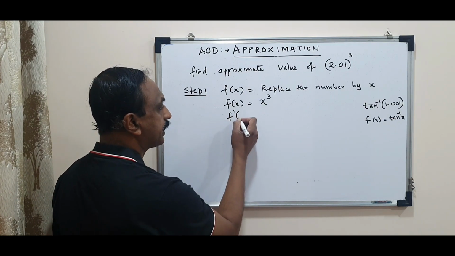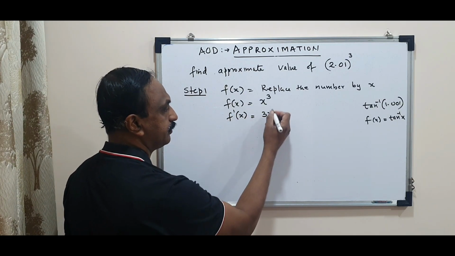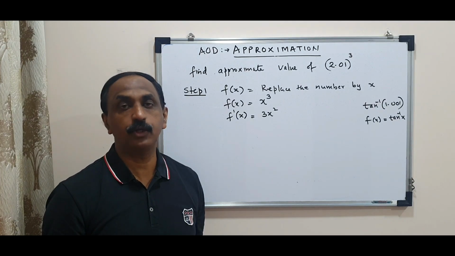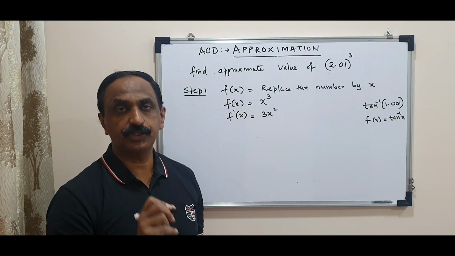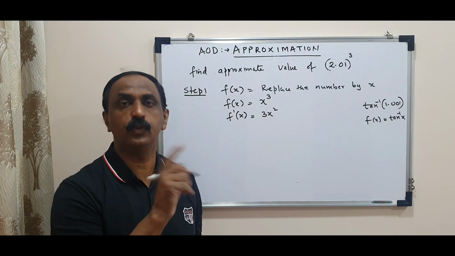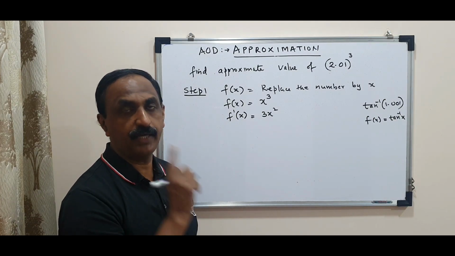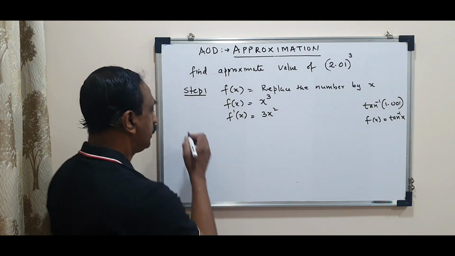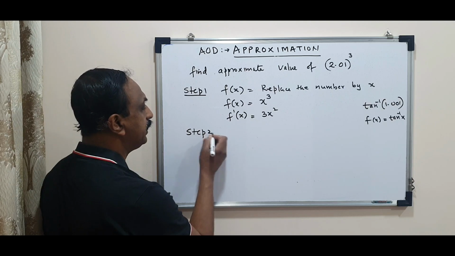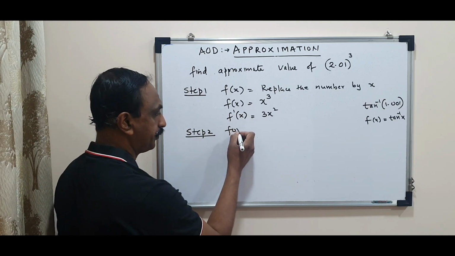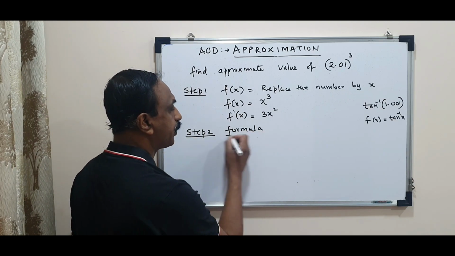Then what you do is calculate its derivative. So this is the first step that you must do: define the function, replace the number by x and you will get the function. After that, find its derivative and keep it ready. Then you will write the formula to calculate the approximation.